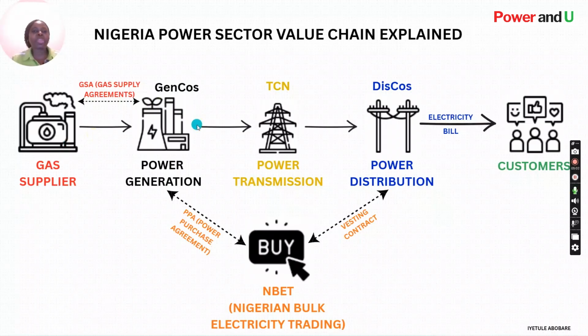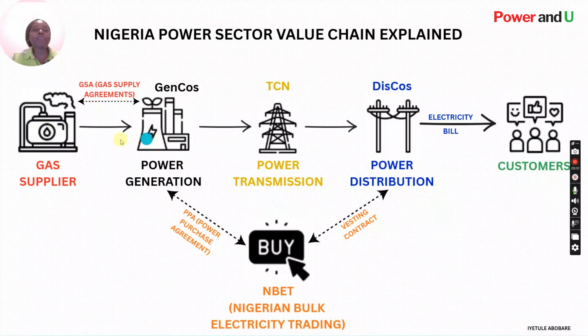For the Gencos, the same thing. You have Egbin, Shiroro, Geregu, and a number of them. But when you get to TCN, we have only one transmission company in Nigeria. The whole of Nigeria, only one. Which means that if anything happens within the network of TCN, the power that the Genco has produced will not be able to be transmitted to the disco. And as such, the customers will be in darkness. There will be total blackout.